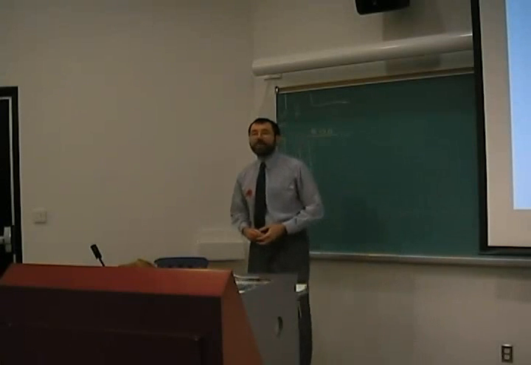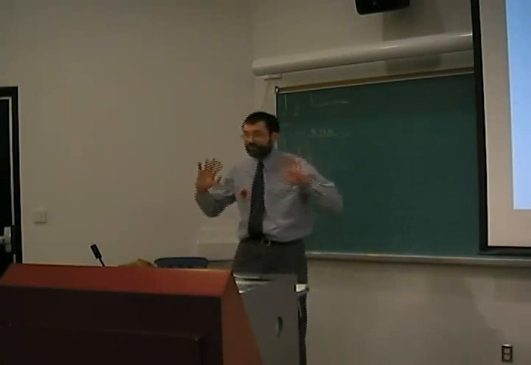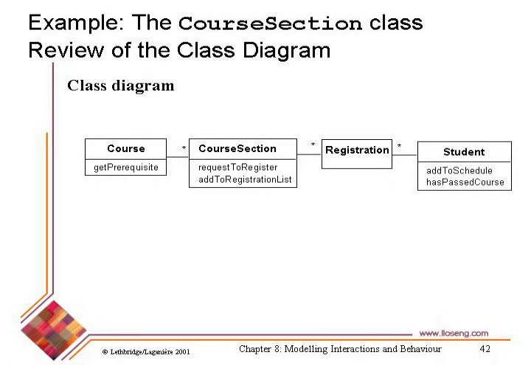Okay, here's a class diagram that illustrates what we're dealing with. We've seen this diagram before. This is just a recap that tells us that we have CourseSection, and it has RequestToRegister and AddYourRegistration list as methods. RequestToRegister is one of these important methods that will allow us to change state eventually to being full. GetPrerequisite is something that we might call in that activity diagram we saw earlier on, and AddToSchedule and HasPassCourse will be used in the activity diagram earlier on too.